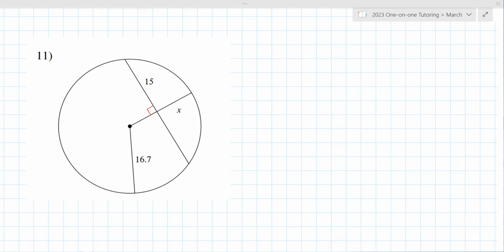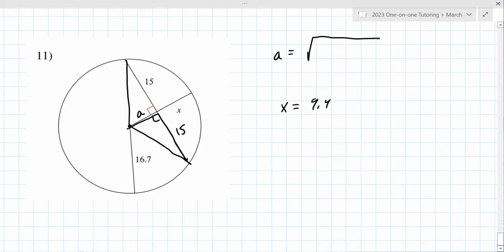Okay, I got 9.4. Yeah, perfect. Awesome. So the same setup here is you draw this other triangle, you realize that that's 15, or you could even draw this other one over here. Doesn't really matter. And then you find that missing side. I call it A. A is the square root of 16.7 squared minus 15 squared. And then you get that number, and then you subtract it from 16.7 minus A, and that is 9.4. Got it.